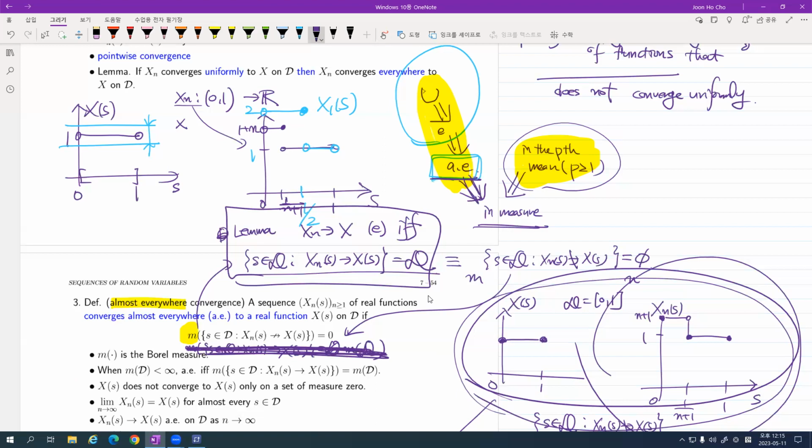And also, you can show that if a sequence of functions converges in the p-th mean, then it implies convergence in measure. So you have something like this. You have uniform convergence, everywhere convergence, almost everywhere convergence, and convergence in measure. And you have convergence in the p-th mean. It looks like you have a single definition, but actually how many definitions do you have? You have uncountably infinite, because p could be greater than or equal to 1.